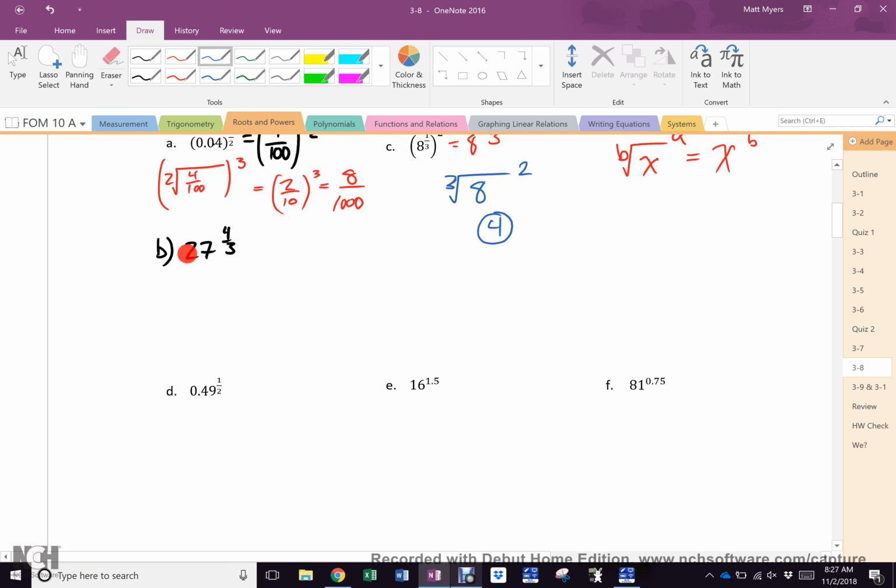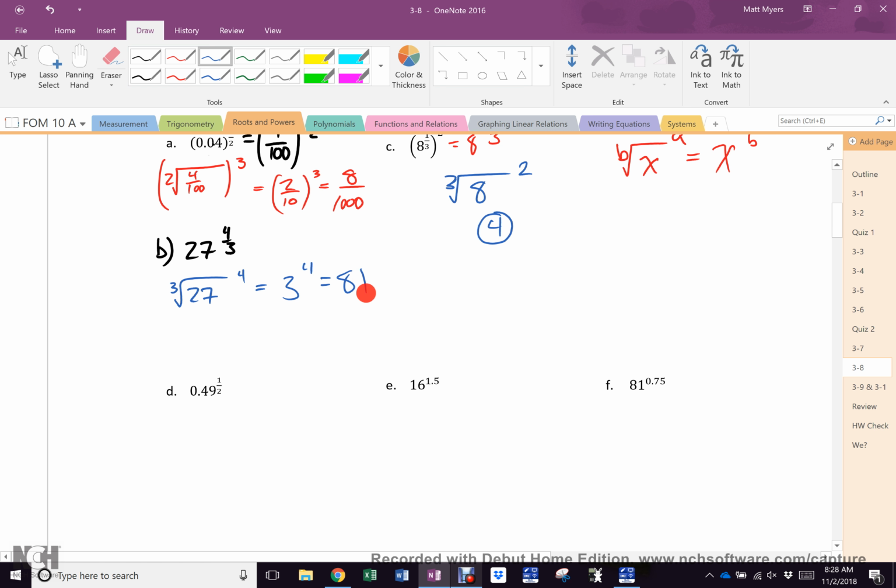Okay, so the 3 is the index. 3 is the index. 27 is the radicand. 4 is the power. What is the cube root of 27? 3 to the 4th power, which is what? What's 3 times 3? 9. Then what's 3 times 3? 9. What's 9 times 9? 81. See, you didn't even need your calculator.